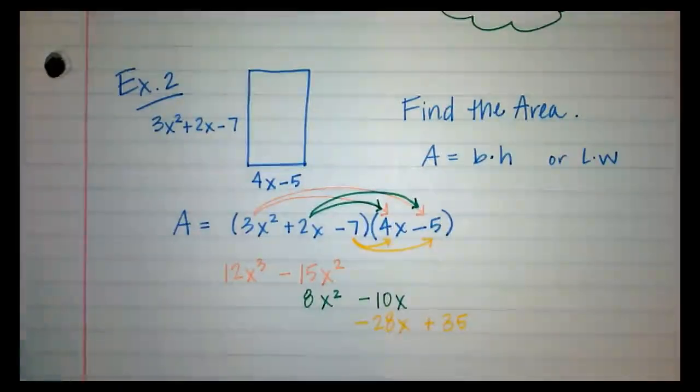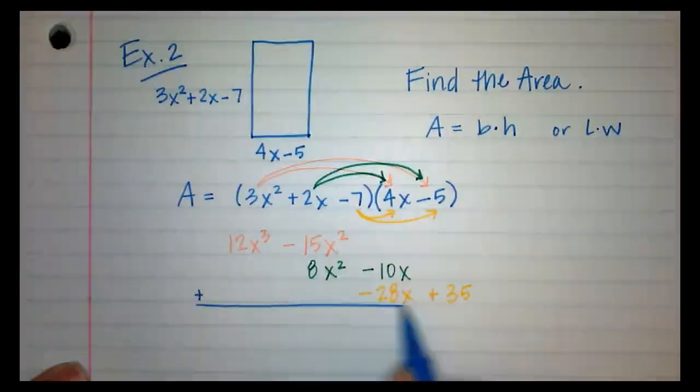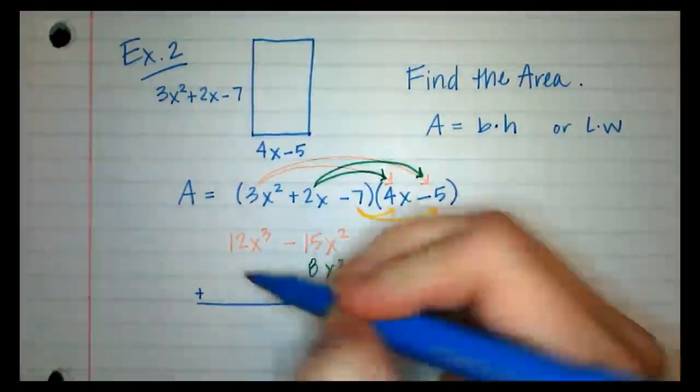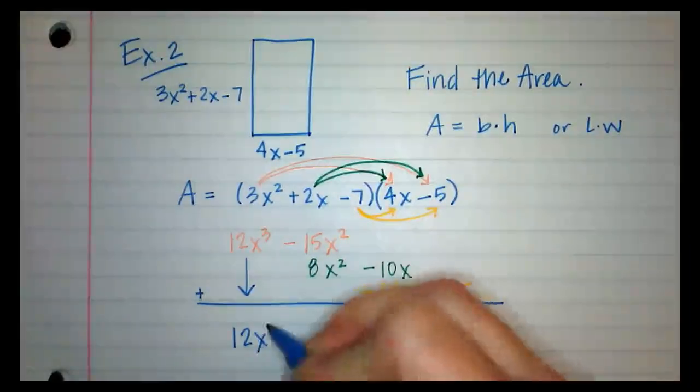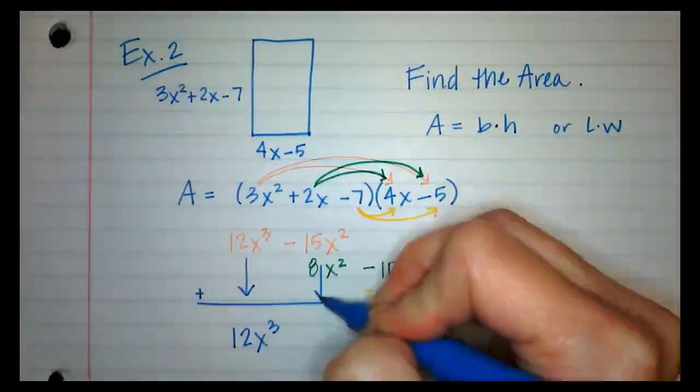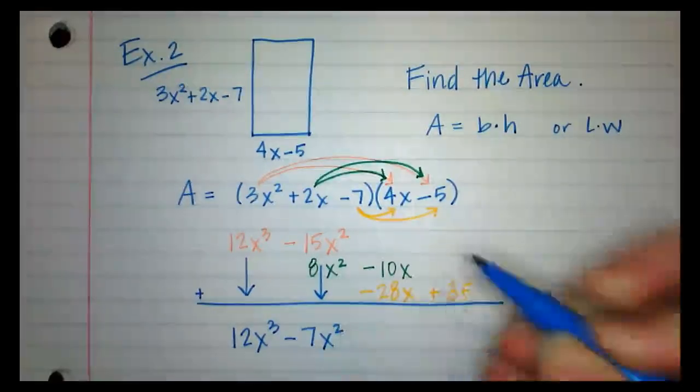So now to find the area of this shape, we just need to add this all up. And it's pretty simple since we've stacked our like terms. So we have 12x cubed. When we add those together, we'll get a negative 7x squared.